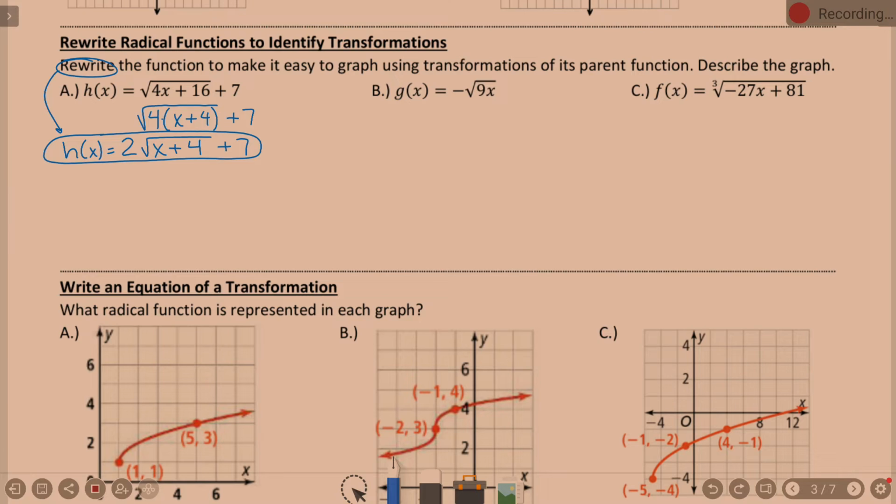Okay, so what are the transformations you're going to name here? You're going to vertically stretch by a factor of 2. What else? Left 4, up 7. Okay, we're going to translate left 4 because it's a plus 4 under the radical. We're going to translate up 7 because it's a plus 7 at the end. Yes? And what graph is this being done to? What is my main base graph here? Square root of x, yes?